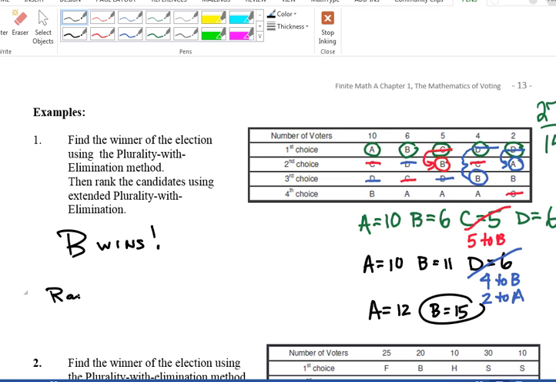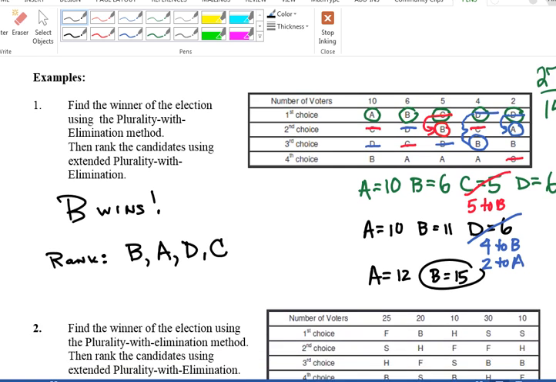And to rank them, okay, B would obviously come in first. Last person was A. D got eliminated next. And C was the first eliminated. So since he is the first eliminated, that makes him the last place person. Okay. All right.